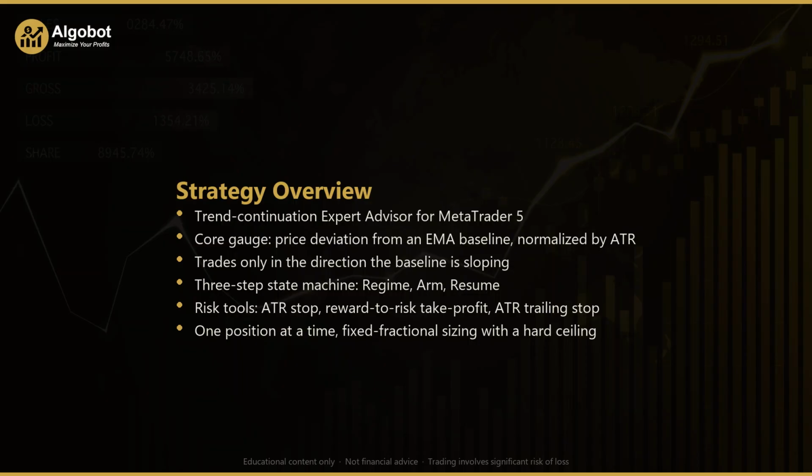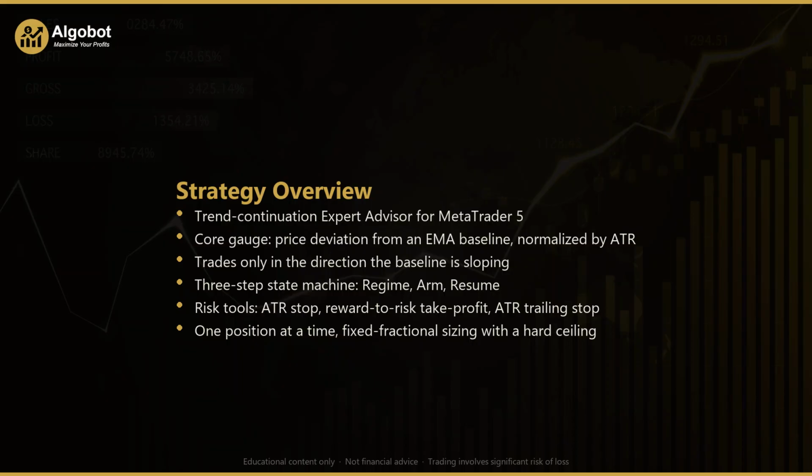Let's start with the big picture. Deviation Reset Continuation is an expert advisor, or EA, that runs on the MetaTrader 5 platform and works on a single chart time frame of your choosing. It was designed with trending markets in mind. Think foreign exchange majors, metals like gold, or stock indices, on the 30-minute through 4-hour charts, though nothing about the symbol or time frame is hard-coded.